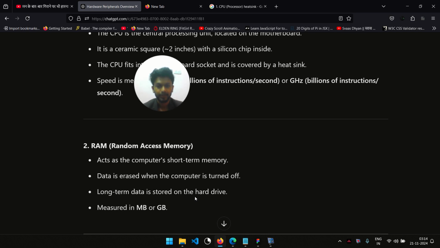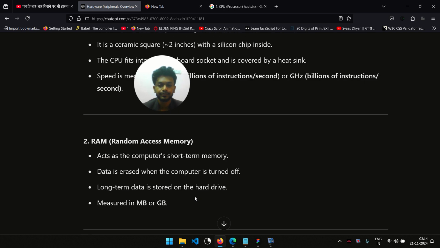Random access memory. Like anywhere from the memory, it can randomly choose to pull in any of the data. It acts as a computer's short-term memory. Data is erased when the computer is turned off. Long-term data is stored on the hard drive, measured in megabytes and gigabytes.